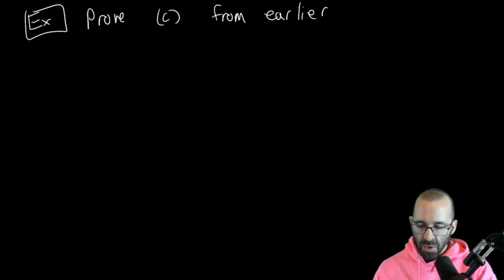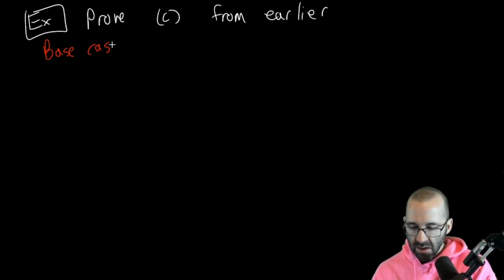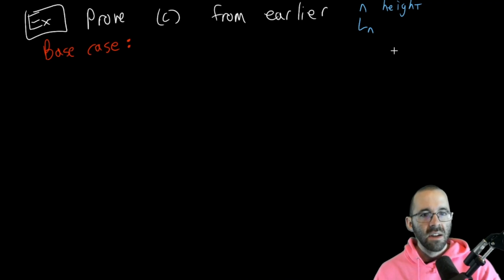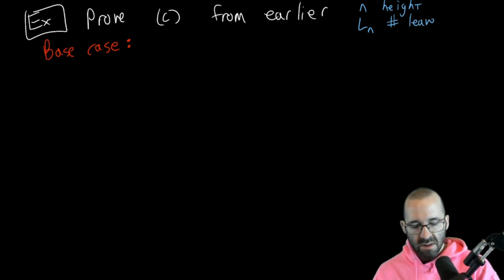Okay, so what does our base case look like? And maybe before the base case, let's just include some variables. So, n is going to be our height. Let's say the number of leaves in a tree of height n is L sub n. So, the number of leaves in a tree of height n, we're going to need that.